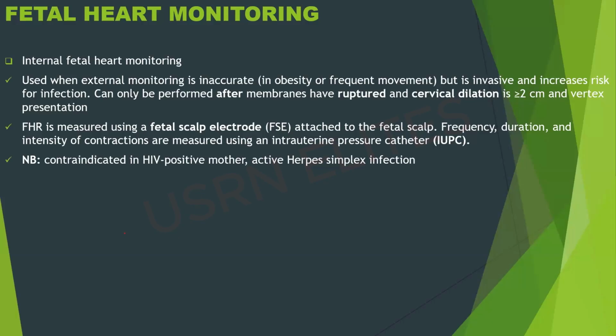Fetal heart rate is measured using the fetal scalp electrode. They place electrodes and attach them to the fetal scalp; that's why it is called the fetal scalp electrode. The frequency, duration, and intensity of contractions are also measured, and that uses an intrauterine pressure catheter. So that's what internal monitoring is all about.